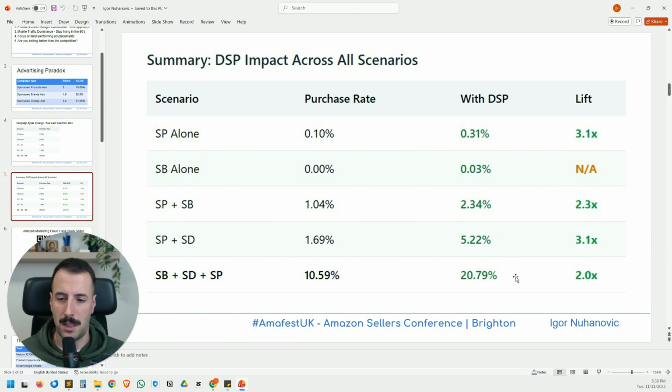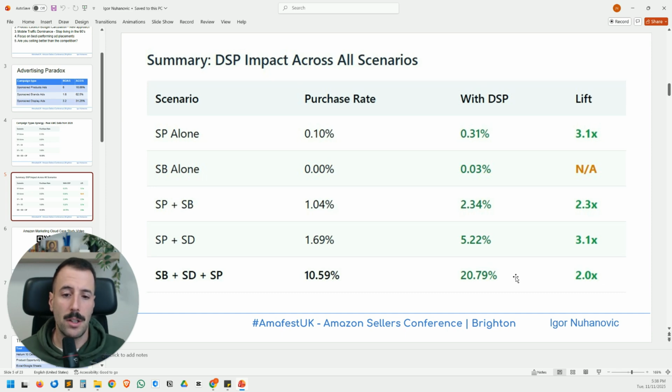So that's easy money. You don't have to invest crazy amounts of money in DSP. For this particular account, I think it was around 5,000 euros per month, and it was well worth it. We saw sales coming directly through DSP. We've seen this impact of DSP through Amazon Marketing Cloud.